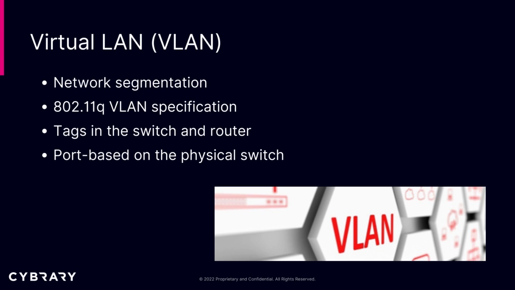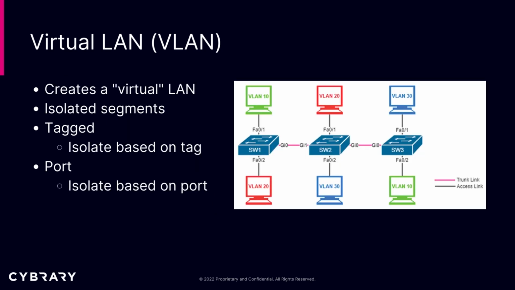Another important concept that you'll come across on our networks are VLANs, or virtual LANs. This is a way of doing network segmentation on your network. And there are one or two ways of doing this. You can do it by an 802.1Q VLAN specification, which tags the traffic in the switches and in your routers. Or there's port based, which means there's a physical port that you plug an Ethernet cable into, and that's part of a VLAN. So let's look at this a little bit closer.